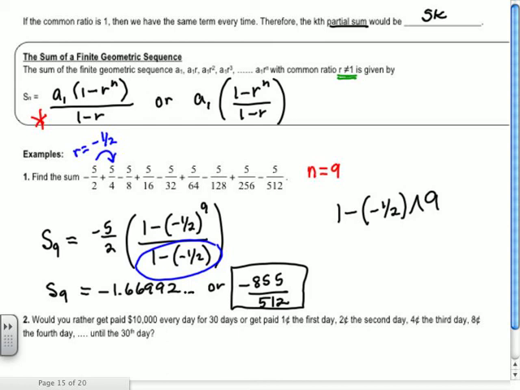So that brings you to the question that you were always asked when you were little. You ready? Would you rather get paid $10,000 every day for 30 days, or get paid 1 cent the first day, 2 cents the second day, 4 cents the third day, until the 30th day? Which would we rather have?